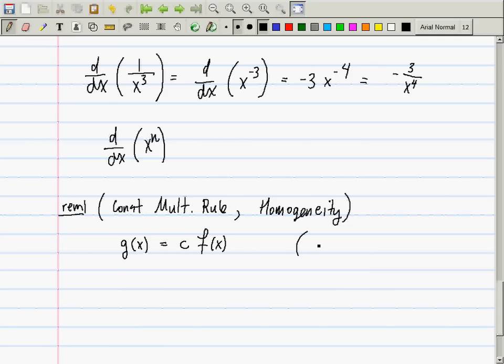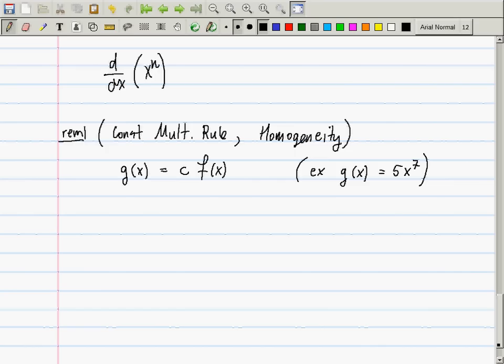So for example, I can say that g of x is, how about 5x to the 7. Right, so that would be like 5 multiplied by x to the 7. Now, do you know the derivative of x to the 7? Yes, it's 7x to the 6. But we haven't said anything about what that 5 does. Right, does that 5 mess it all up? And the answer is, it has an effect, but it's not that big of an effect. So let's see exactly what the answer is.